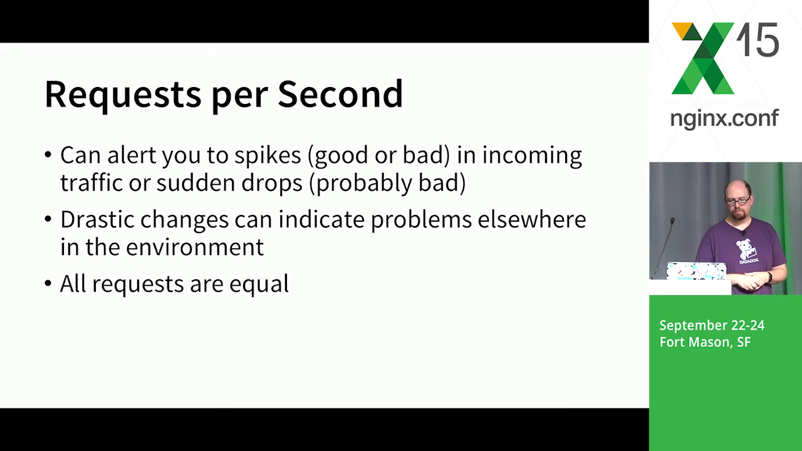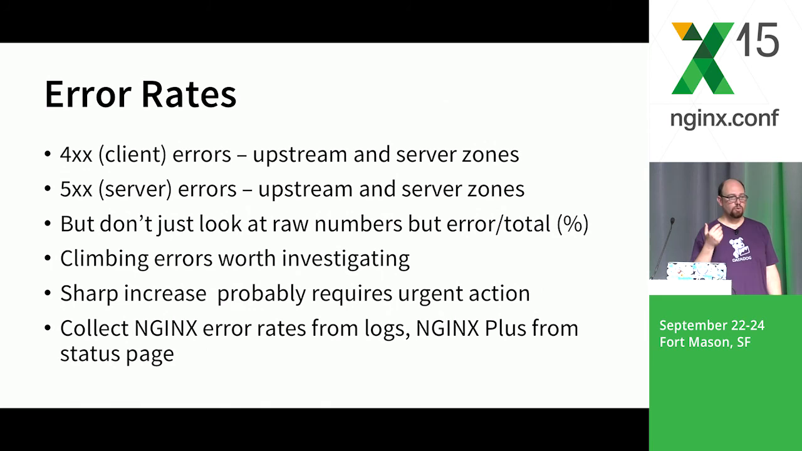Another thing to look out for are the error rates, or the response codes. So 400 response codes and 500s, look out for those. But don't just look at the raw numbers. If I see there are 500 errors, that doesn't really tell me that much. Show me that error count divided by total. So show me what percentage of all my requests result in 500 errors. And if those errors are climbing, that's probably worth investigating. And if it's a sharp increase, that's going to need some urgent attention. So something to definitely look out for.